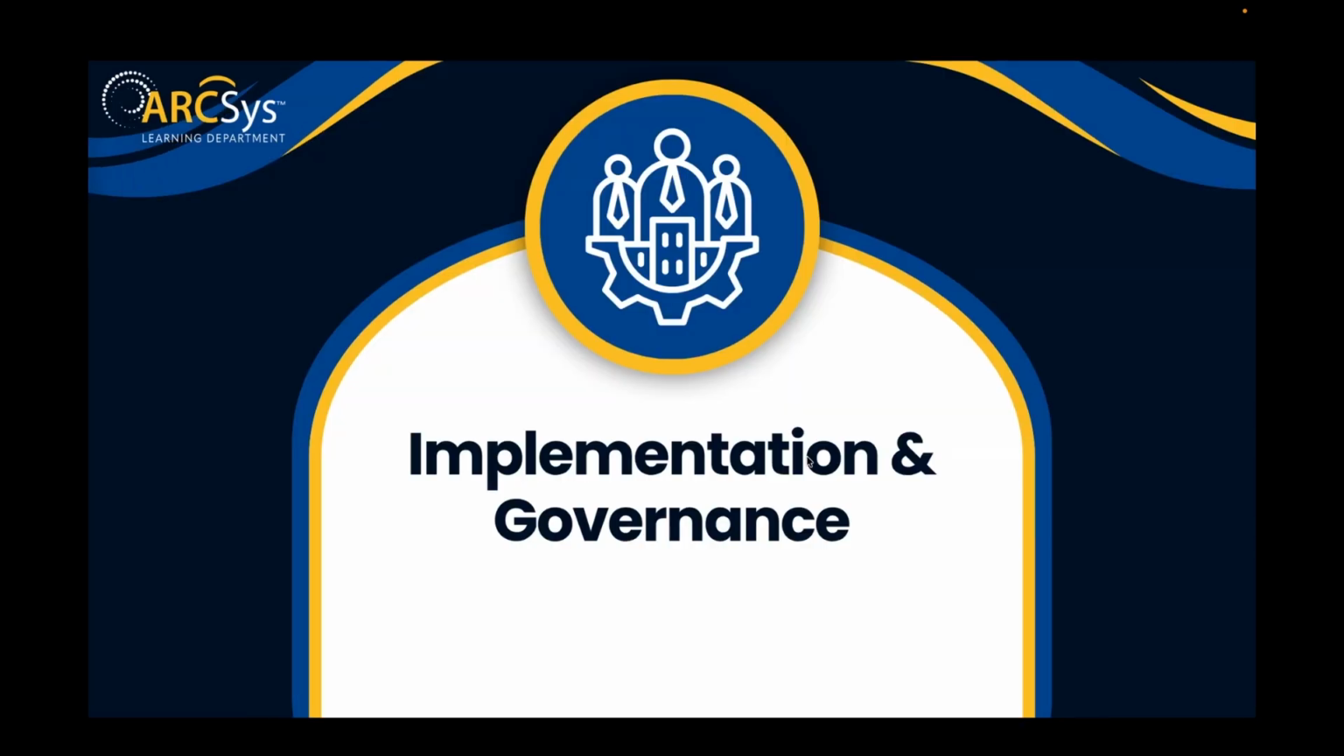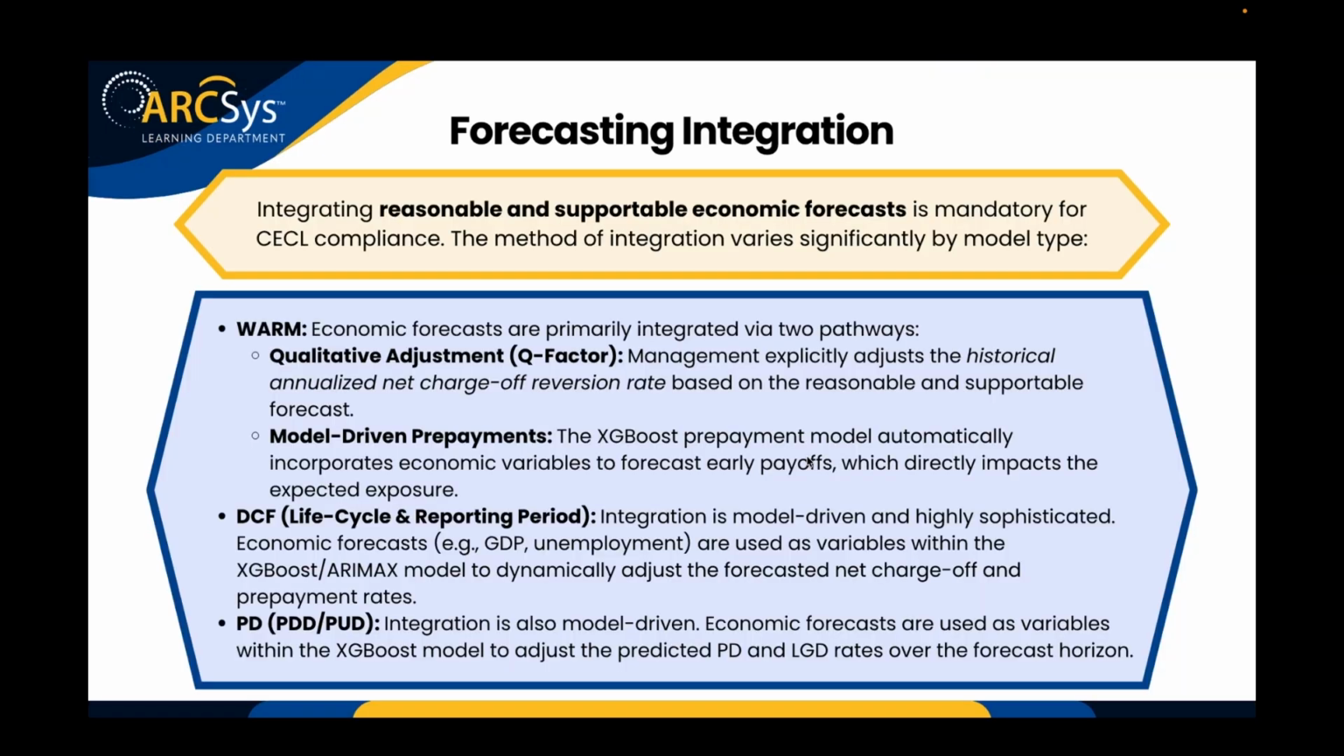Now we'll discuss a little bit about the implementation and governance of these models. Firstly, let's discuss forecasting. CECL requires reasonable and supportable economic forecast. As we have been discussing, WARM models do not directly integrate economic forecast. Therefore, qualitative adjustments must be applied in order to adjust the annualized net charge rate based off of the historical period input. This requires analysis outside of the methodology in order to adhere to the CECL standard. Discounted cash flow models and probability of default models integrate economic forecast and adjust their forward-looking forecasted assumptions based off of the changing economic forecasted environment.